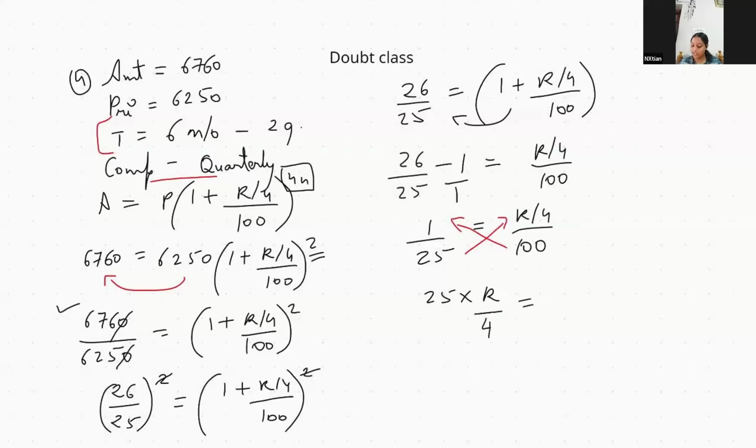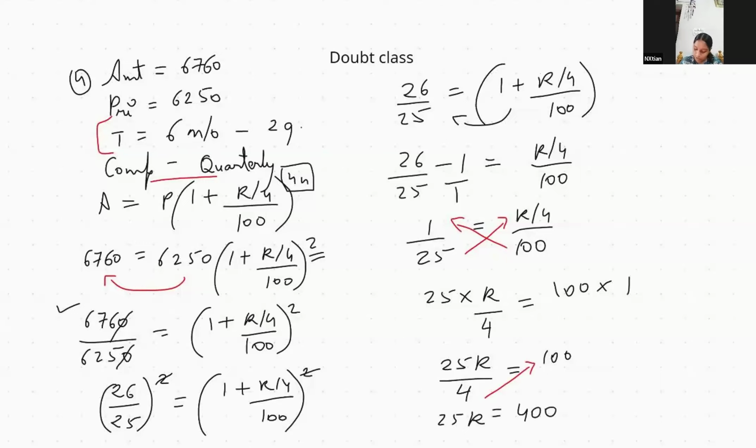Yes, that's right, Edric. So see, that's what I'm going to explain. 100 into 1. Okay, this is r upon 4. Since we're cross multiplying, 25 will multiply with r upon 4. When we multiply a number with a variable, here it becomes 25r upon 4 equals 100. Now again you can cross multiply 4 and 100, so it becomes 25r equals 4 into 100, which is 400. 25r equals 400.